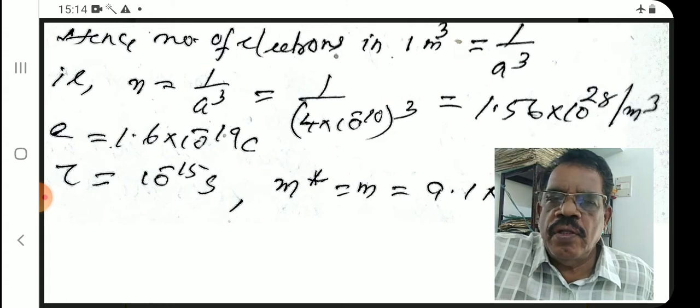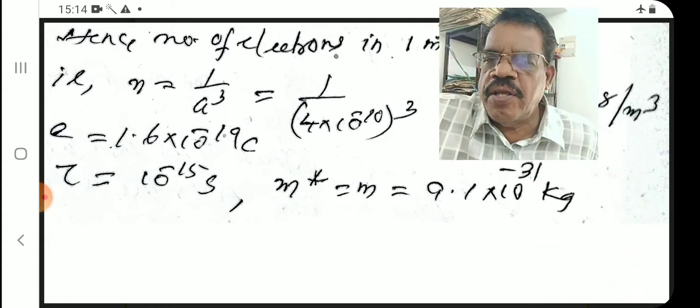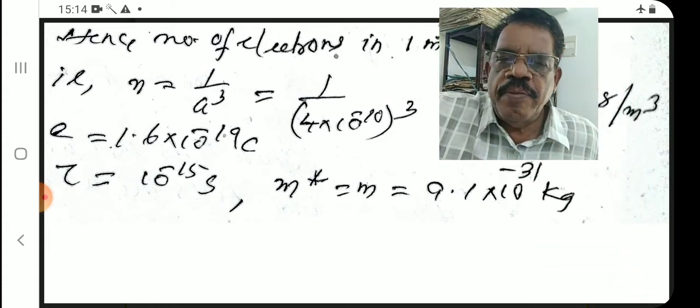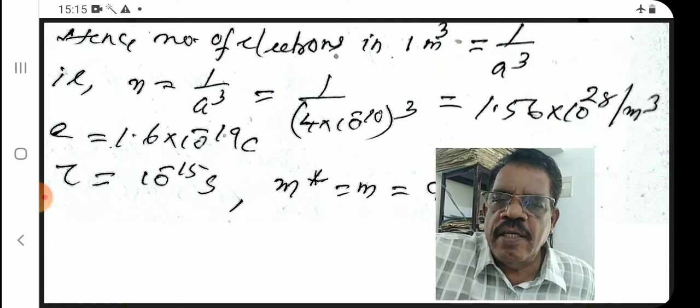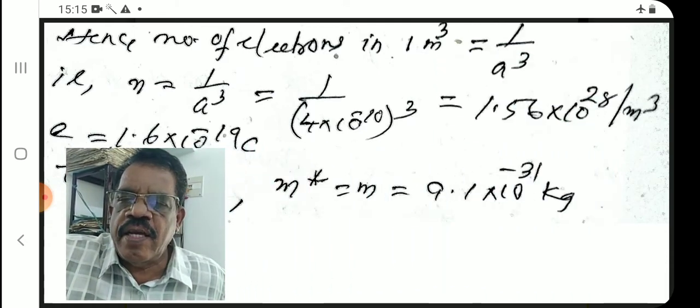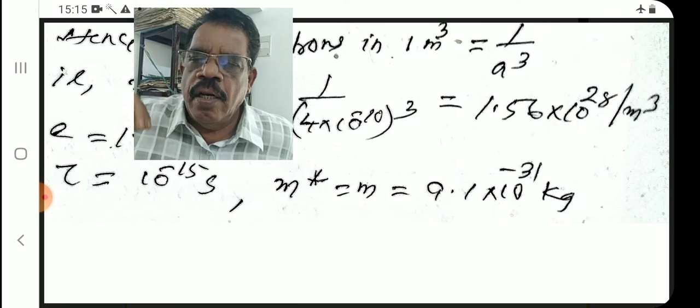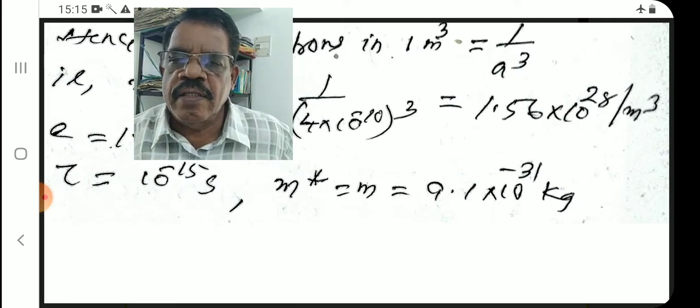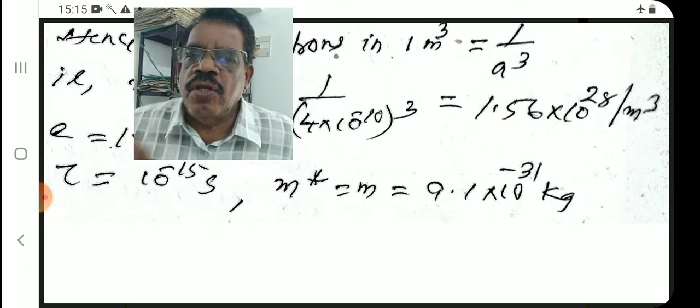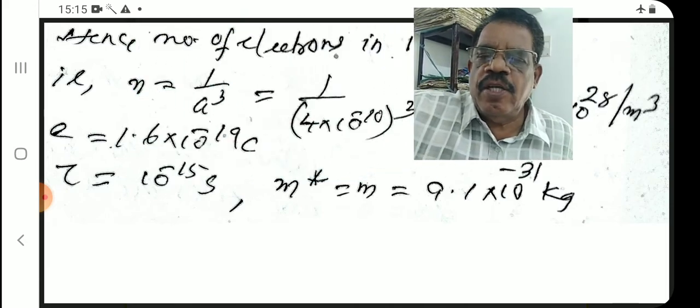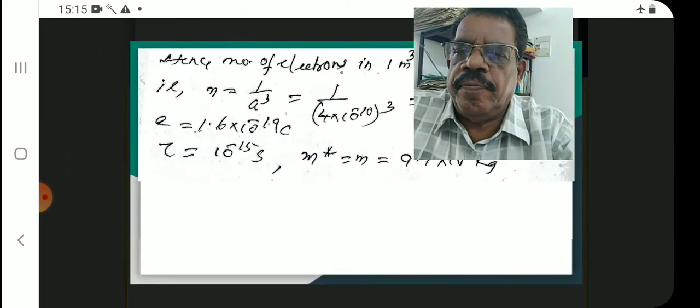And tau, the collision time, is 10 raised to minus 15 second. m star, the effective mass, is nothing separately given, so we can write m star is actually the rest mass of the electron, that is m, 9.1 into 10 raised to minus 31 kilogram. We substitute.